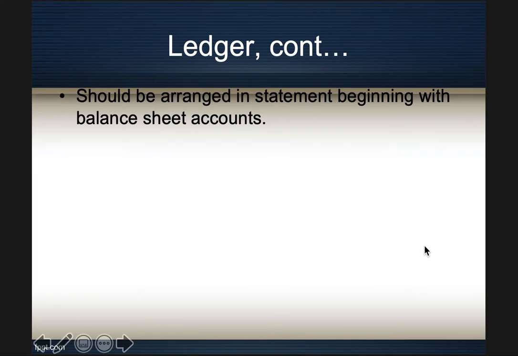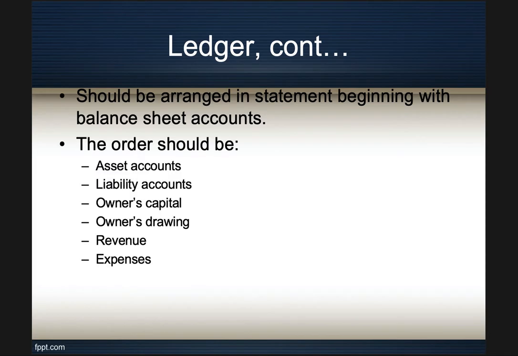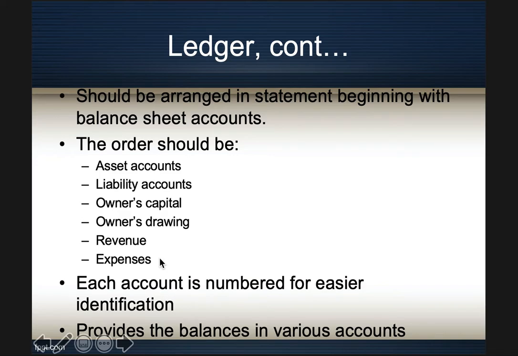So the ledger should be arranged in a statement beginning with balance sheet accounts. Although we have not yet discussed the balance sheet, the balance sheet has your assets, liabilities, and owner's equity accounts. So the accounting equation accounts are in your balance sheet accounts. And the order should be asset accounts, liability accounts, owner's equity accounts, starting from capital, drawings, revenue, and expenses. And each account is numbered for easier identification, which provides balances in various accounts.